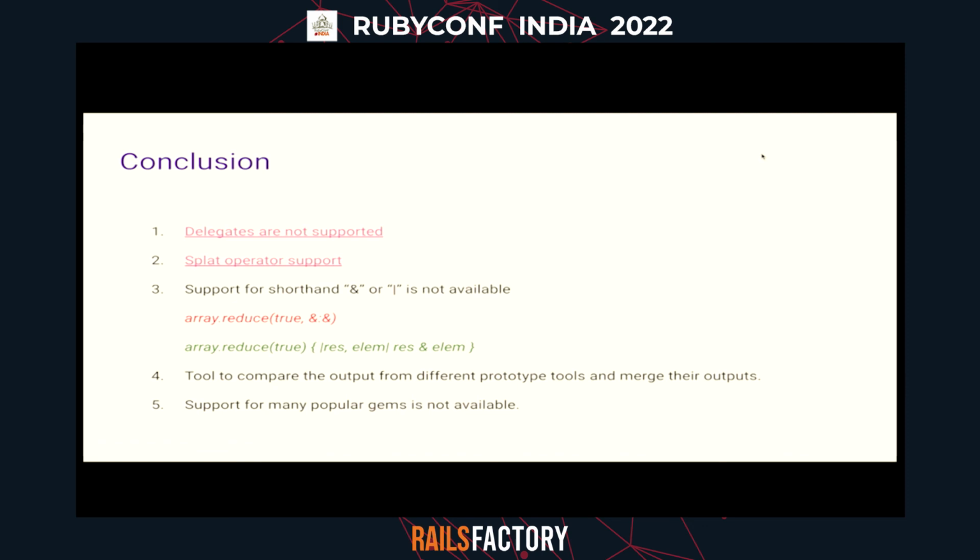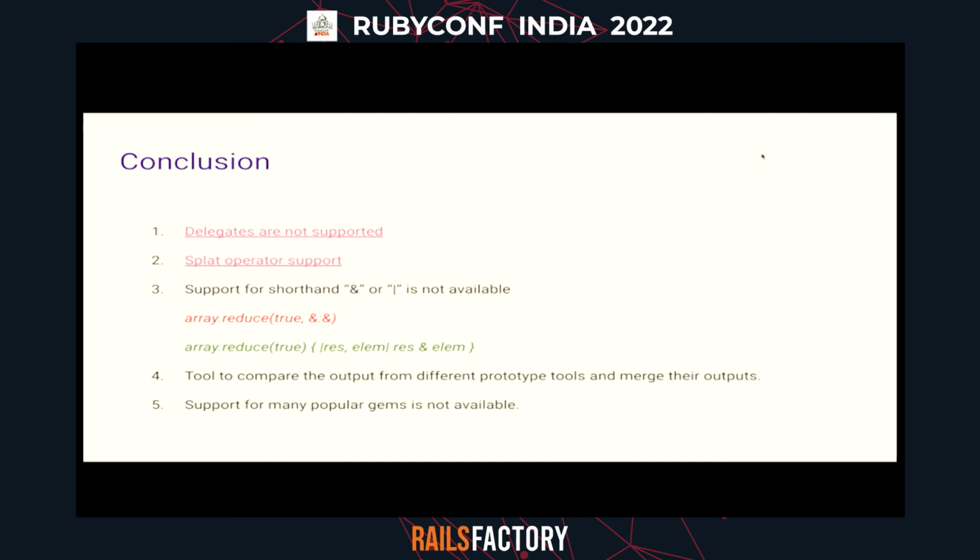One big disadvantage which RBS has as of now is that there are multiple methods. You can generate the output using prototype rb, which is syntactical parsing, or runtime parsing. But there is no way as of now to merge that code automatically. So maybe in future we have to build a gem, or we can extend the RBS gem itself, so that we can merge or compare the code to see which part to keep and which part to discard. And for many popular gems, support is not yet available.